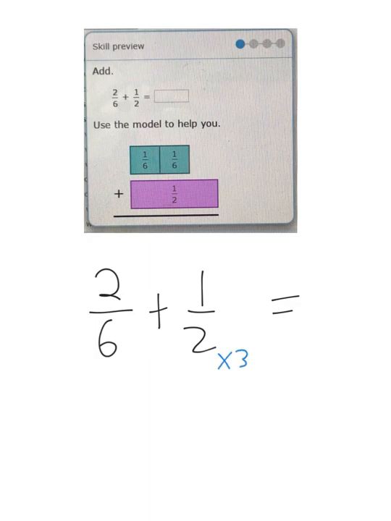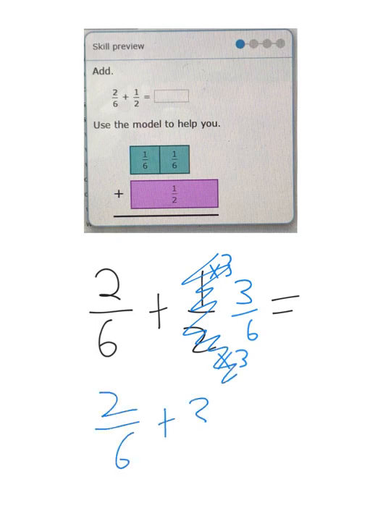For me, to be honest, I just look at 2 times what equals 6. I know it's times 3. So 2 times 3 is 6. What I do at the bottom, I have to do the top, so times 3. 1 times 3 is 3. Scribble that out there, or probably better to rewrite it. 2/6 plus 3/6 equals 5/6.